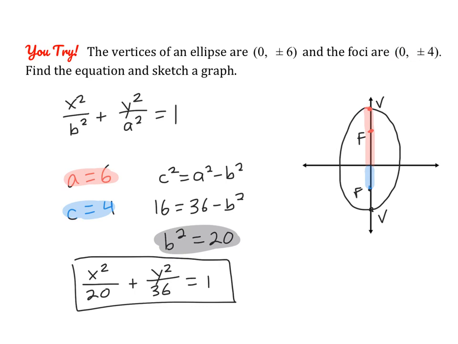Since we know where the foci are, that tells us what our c value is. Remember, the c value is the distance from the center to your focus. So we know that c is 4, but we're still missing b, or more specifically, b squared.